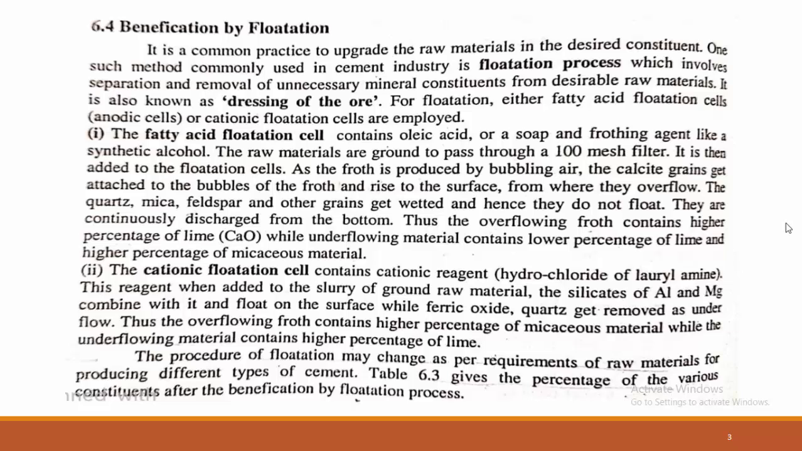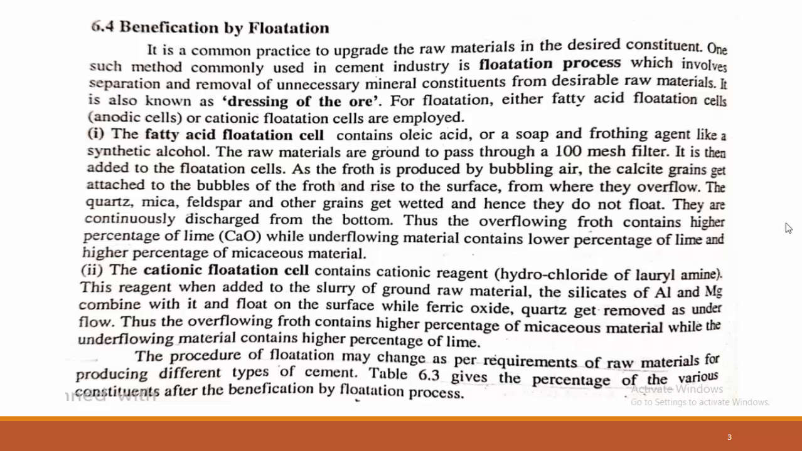where either fatty acid flotation cells, or anionic, or cationic flotation cells are employed. It means two different cells can be employed here. The fatty acid flotation cell contains oleic acid, soap, and a frothing agent like synthetic alcohol. The materials are ground to pass through a 100 mesh filter, and are then added to the flotation cell. It means certain unwanted materials can be removed with the help of the fatty acid flotation cell.